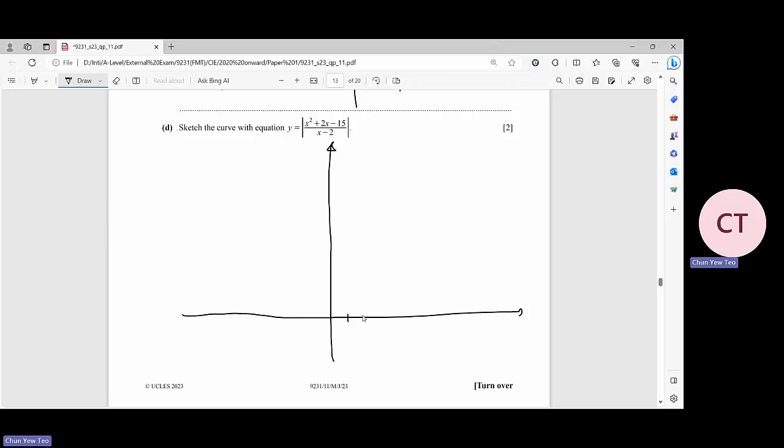This is 1, 2, 3, vertical asymptote. So over here, then 1, 2, 3, 4, 5, 6, 7, 8. Then -1, -2, -3, -4, -5. Okay, so 4 and 4. Oblique asymptote.